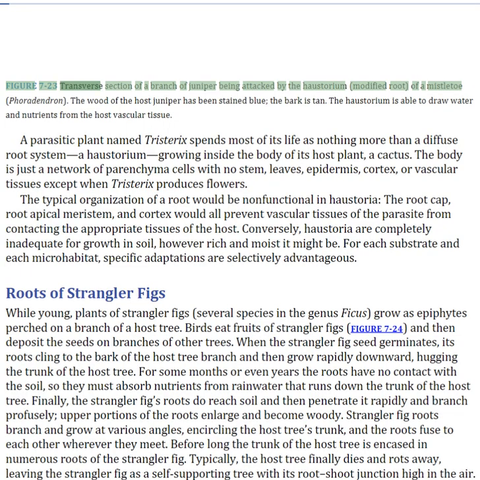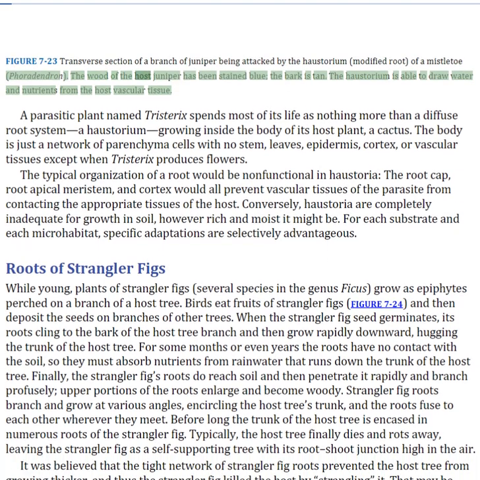Figure 7.23. Transverse section of a branch of juniper being attacked by the haustorium of a mistletoe. The wood of the host juniper has been stained blue, the bark is tan. The haustorium is able to draw water and nutrients from the host vascular tissue.